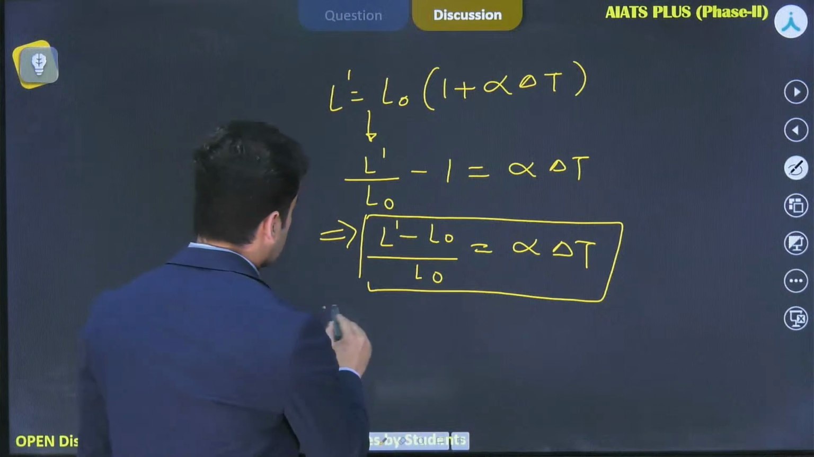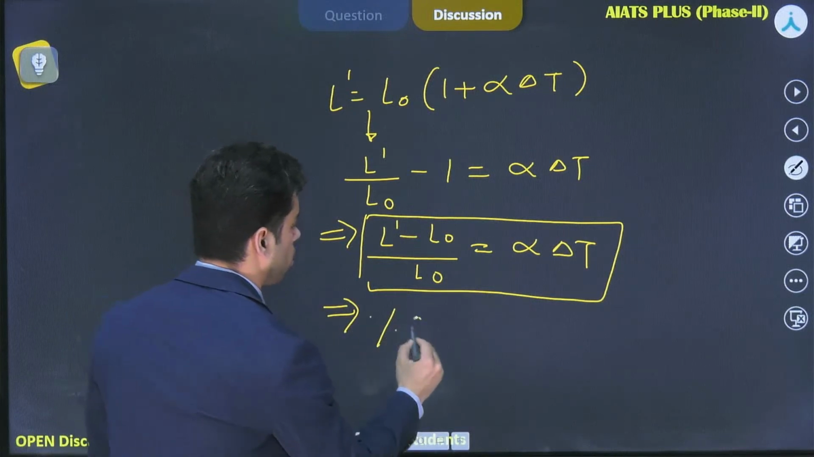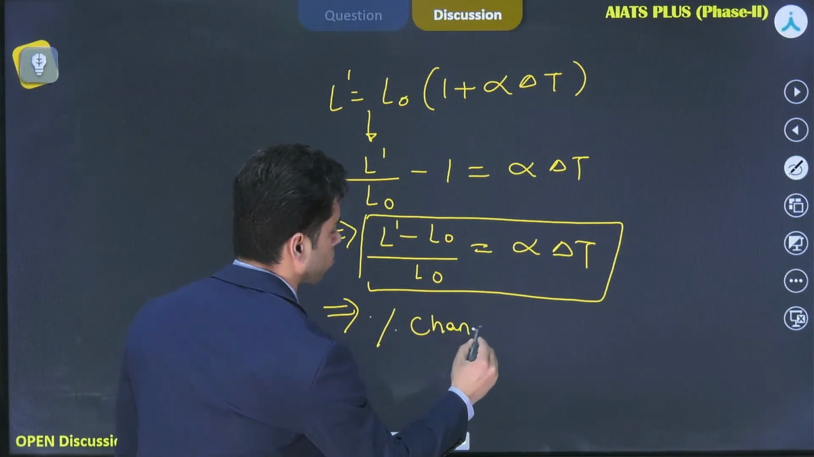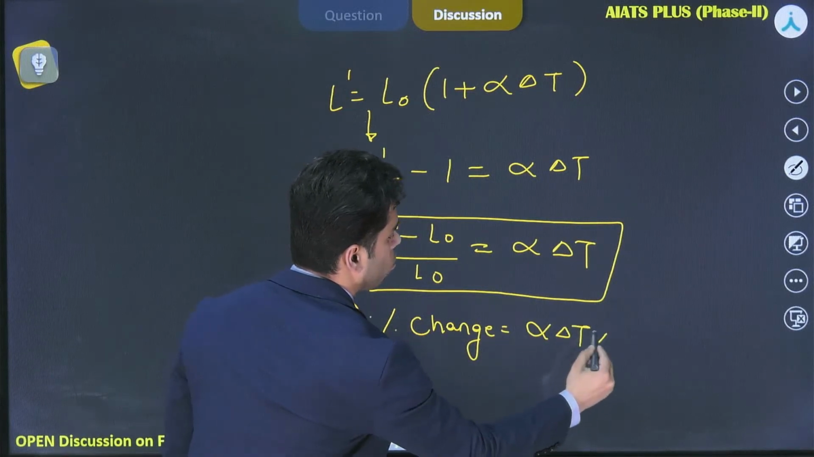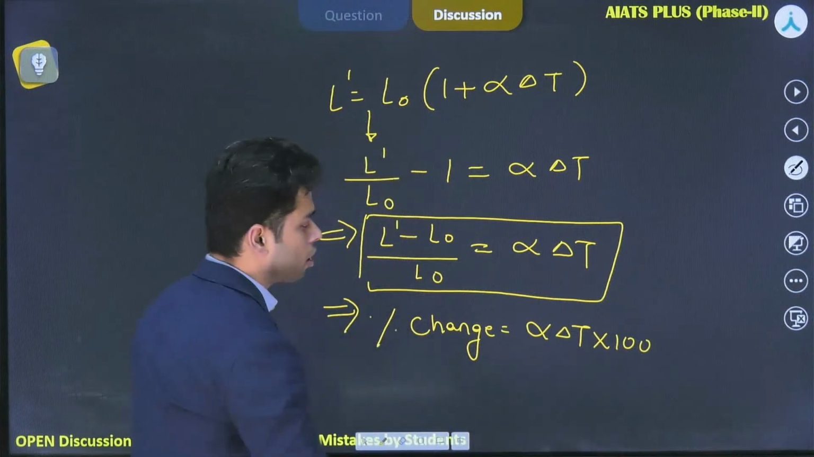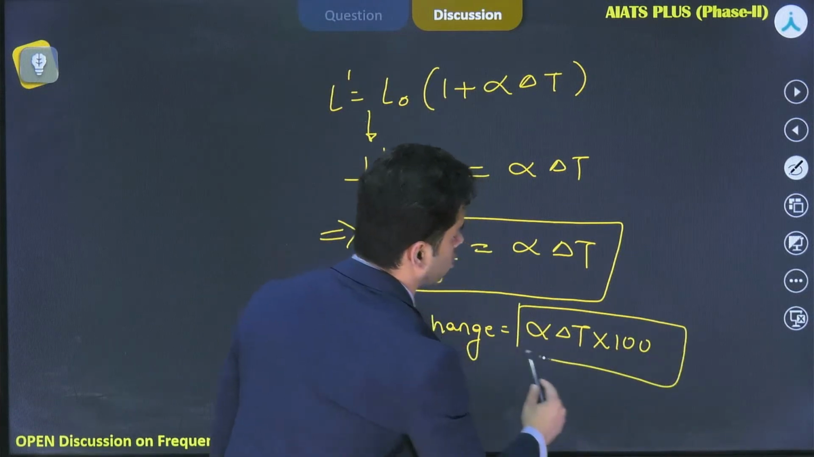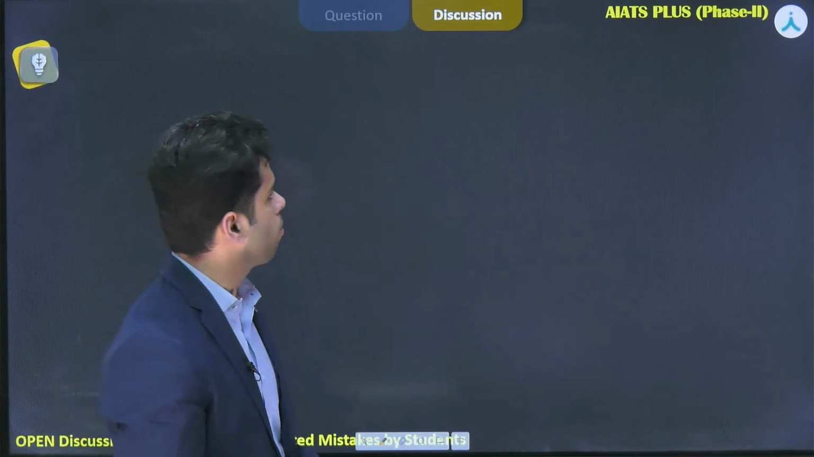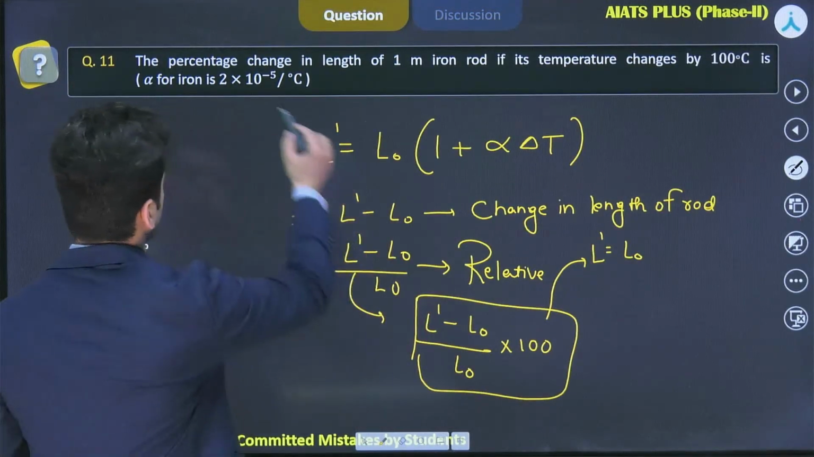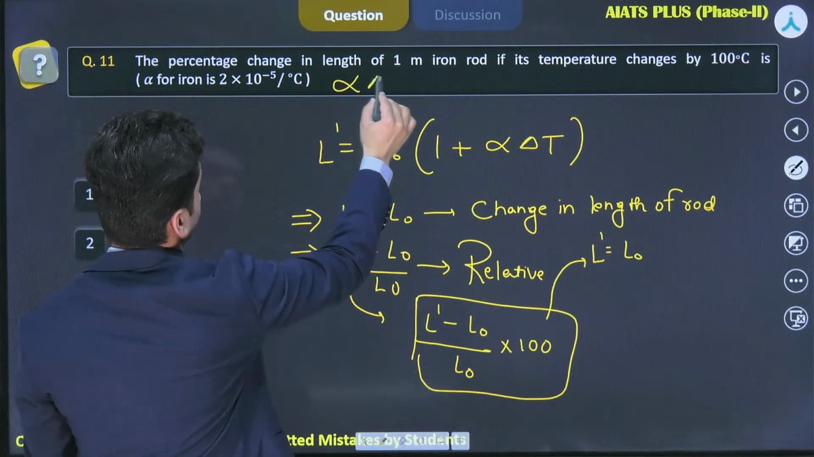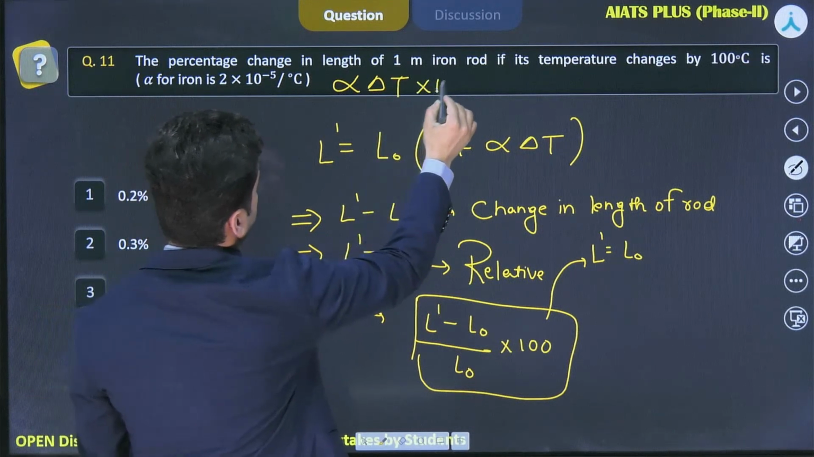And if it is asked for the percentage change, you multiply this factor by 100. So it becomes alpha delta T into 100, right? You just need to do this part of the calculation. Alpha delta T into 100 will give you the answer. So what is the value of alpha over here? You can see that the value of alpha is 2 into 10 raised to the power minus 5. So I'm calculating the value of alpha delta T into 100.